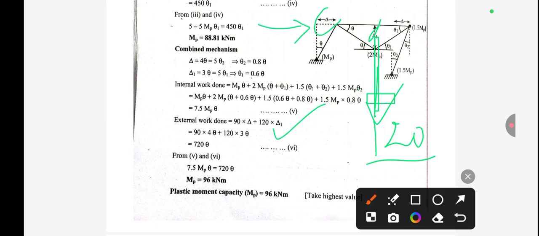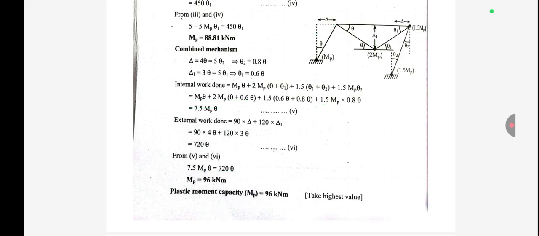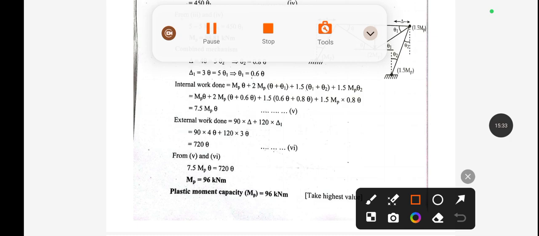Okay, and we need to equate this value, that is internal work done and external work done, these two values. Then finally the value of mp we will get is 96. Okay, and from this we have three different mechanisms. The third one is the combined mechanism. In the combined mechanism we can see we have calculated the value 96.